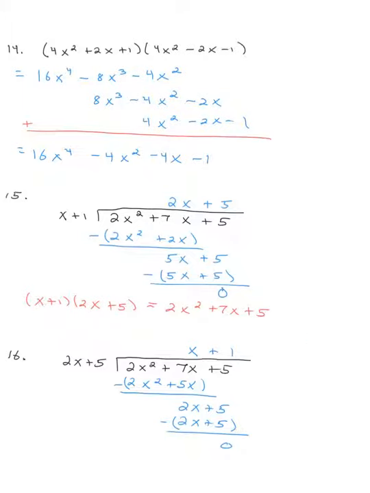So 15 and 16 are closely related. If you divide by this factor, you get 2x plus 5. If you divide by 2x plus 5, the answer would be x plus 1.